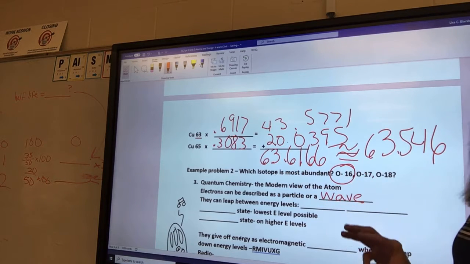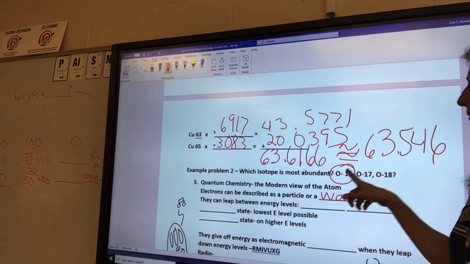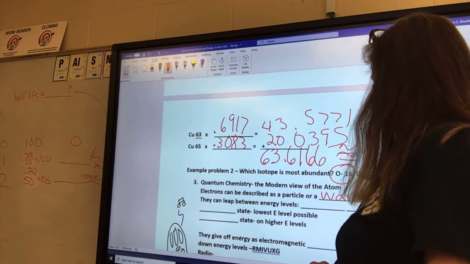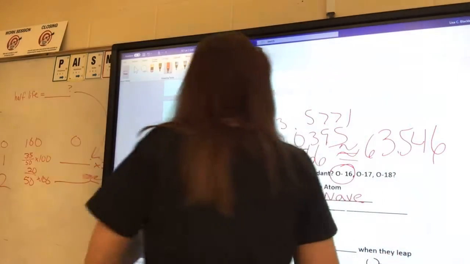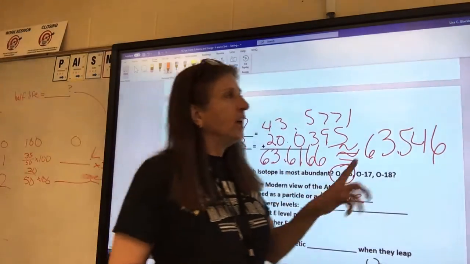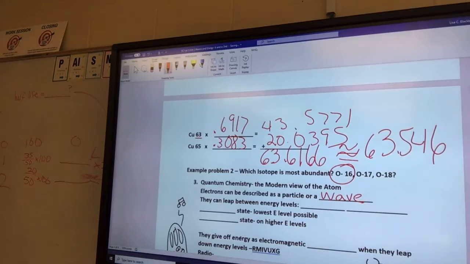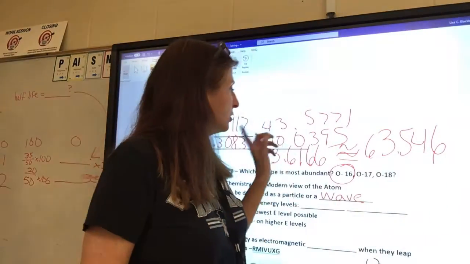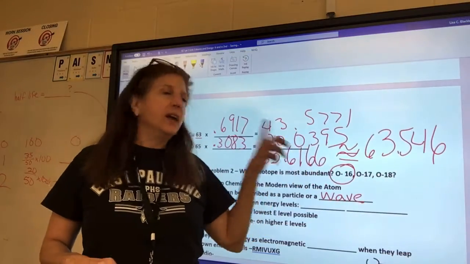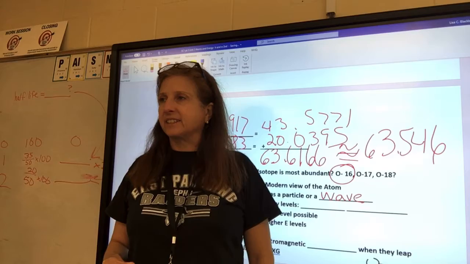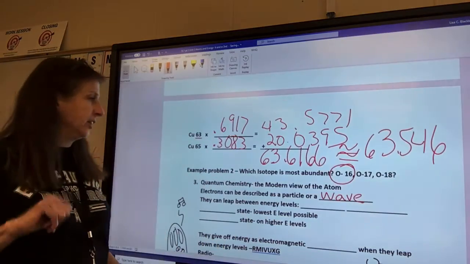The third kind of problem is we have 3 isotopes of oxygen: oxygen 16, 17, and 18. And the question is which is most abundant? How you get the answer is you look at the mass on the periodic table. Our mass is 15.99. Which one is that closest to? Oxygen 16. So the answer is oxygen 16.